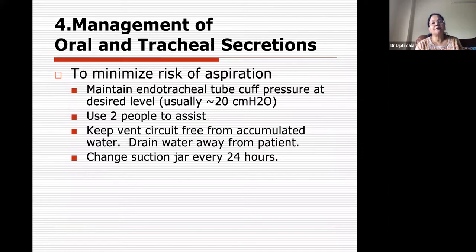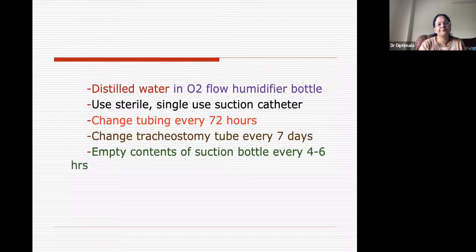Now, to minimize the risk of aspiration, maintain the ET tube or tracheostomy tube cuff pressure at the desired level, usually 20 centimeters of water. Use 2 people to assist while doing the suctioning. Keep the ventilator circuit free from accumulated water. Drain water away from the patient and change the suction jar every 24 hours, or more frequently if needed.